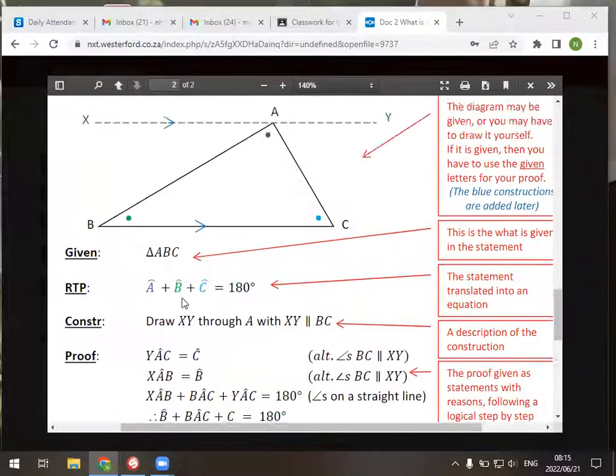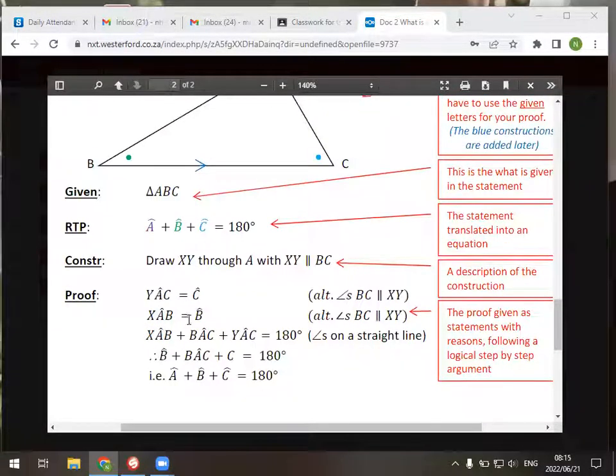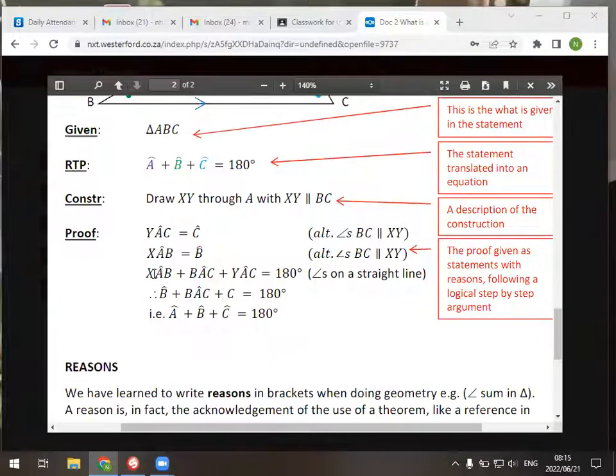Therefore, now what they're doing, because we said that XAB is equal to B, right? So now here they're replacing XAB with B. We see that? These two angles are equal, right? And YAC was equal to C. So now they're just replacing YAC with C, equal to 180. And there we've proven that those three angles add up to 180 degrees.